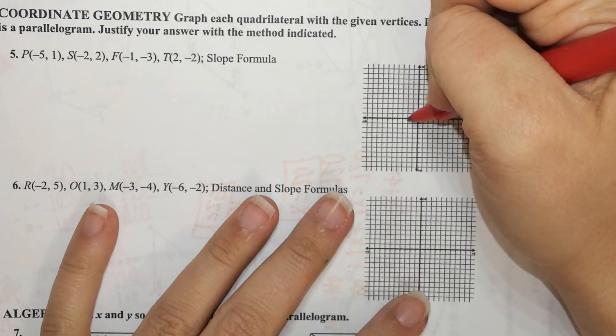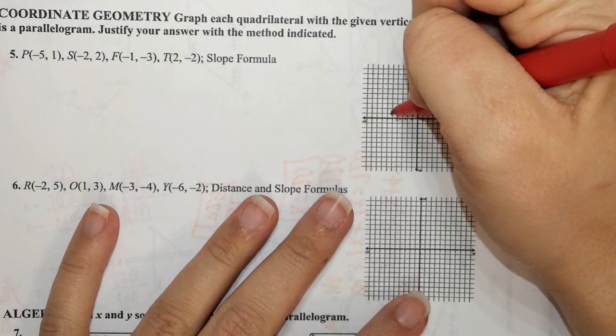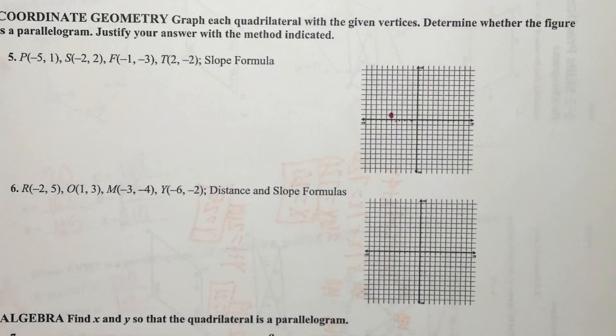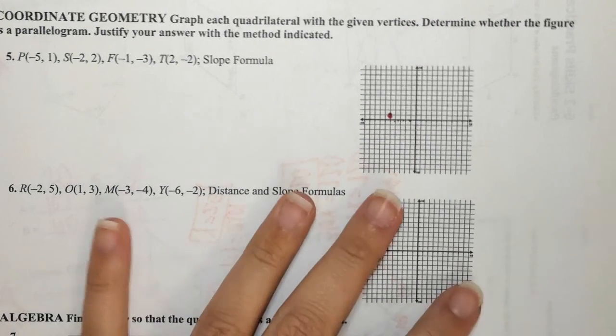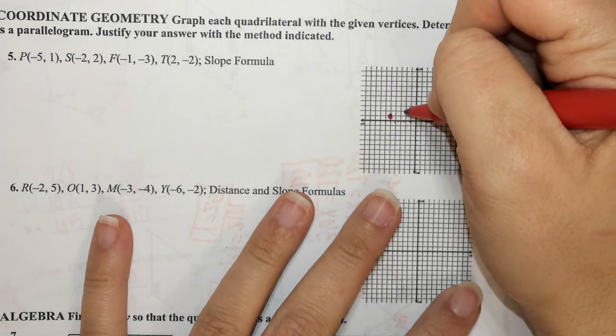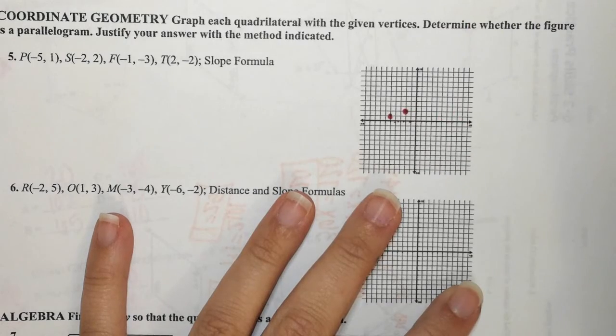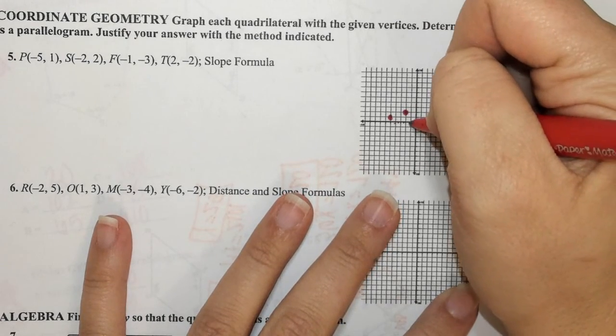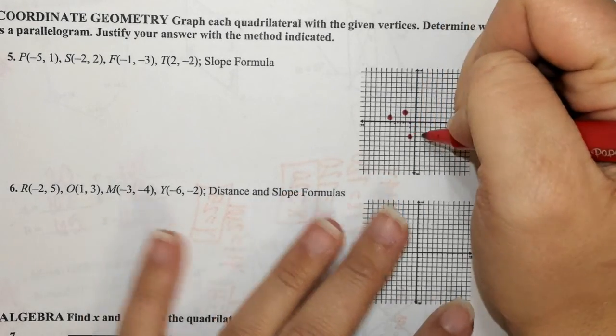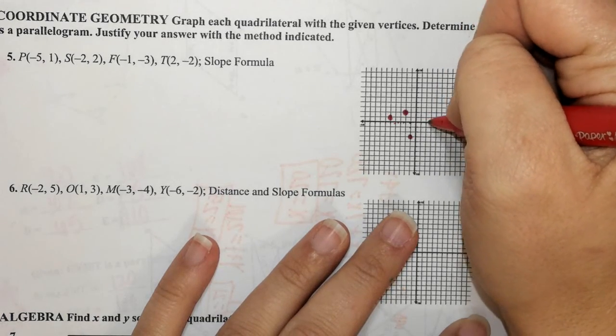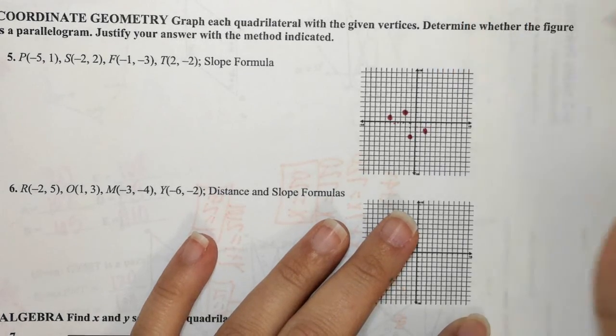We should go left 5: 1, 2, 3, 4, 5. Up 1. Negative 2, 2. Go left 2, up 2. Negative 1, negative 3. Baby, tiny graph. And then 2, negative 2.